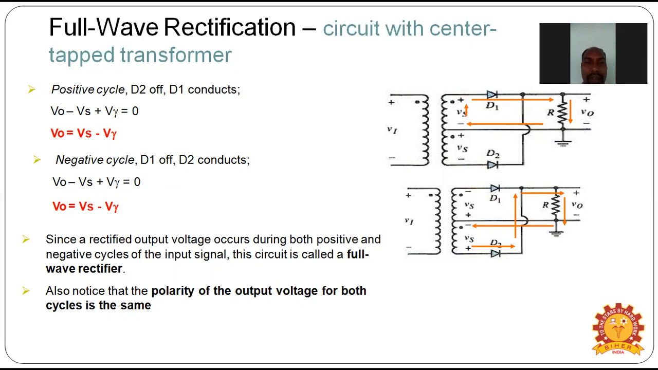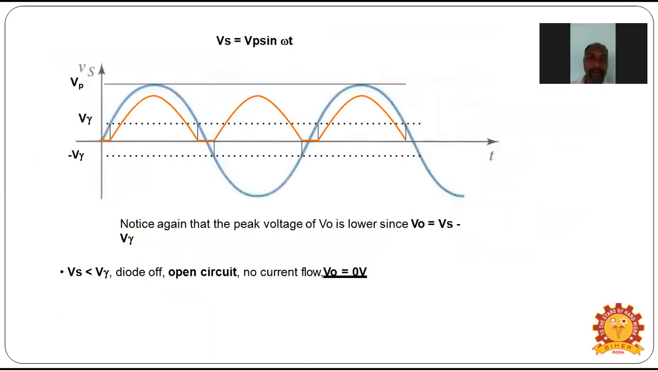This rectified output voltage occurs during both the positive and the negative cycle of the input signal. This circuit is called a full wave rectifier. Also notice that the polarity of the output voltage for both cycles is the same. The peak voltage of V0 is lower, since V0 is equal to Vs minus Vr.